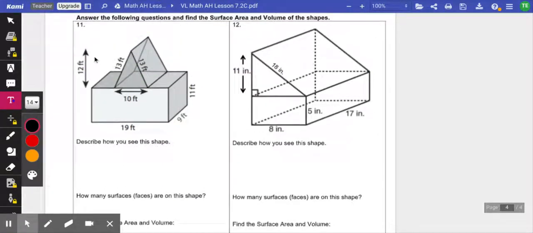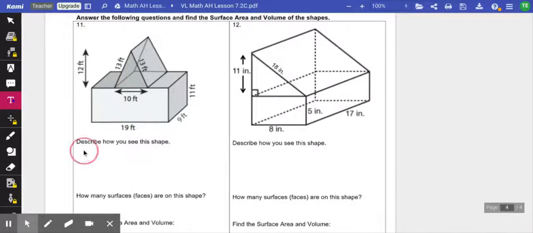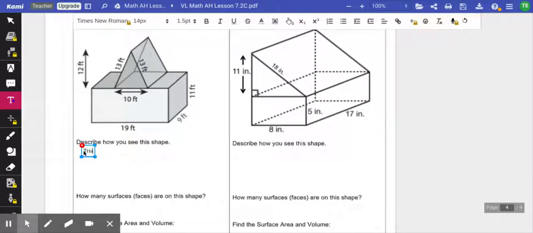These ones are a little trickier. I have to think. I don't just have a regular shape. I have a triangular prism stacked on top of a rectangular prism. So how do I see the shape? I see a triangular prism stacked on a rectangular prism.